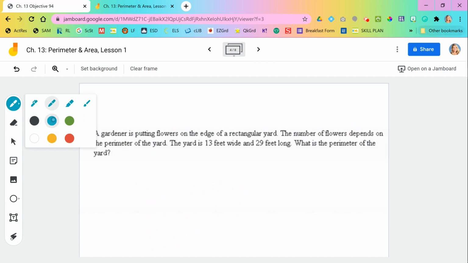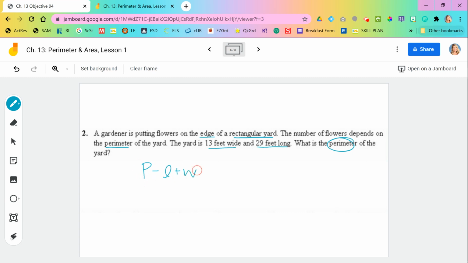A gardener is putting flowers on the edge of a rectangular yard. The number of flowers depends on the perimeter of the yard. The yard is 13 feet wide and 29 feet long. What is the perimeter of the yard? So I'm solving for perimeter. So I'm going to say P equals L plus W plus L plus W. It asked me over here, what is the perimeter? So that's why I'm using my formula for perimeter.